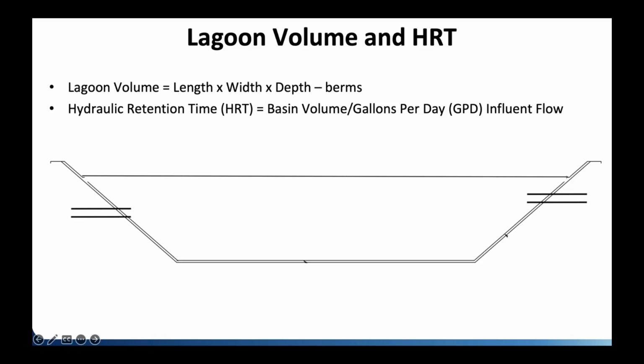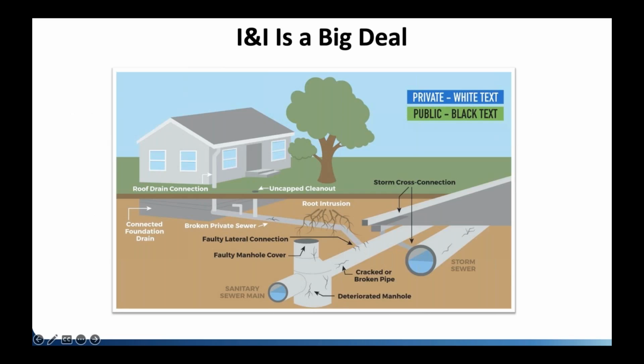But that's what tells you what the HRT is, okay? And really all it is, you take the basin volume divided by the gallons per day. And I'll explain, I got a few examples here. And so I want to circle back to why I&I is such a big deal.